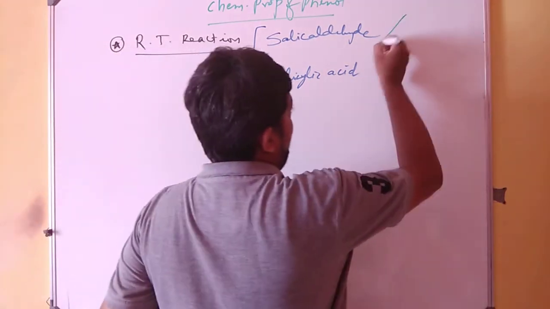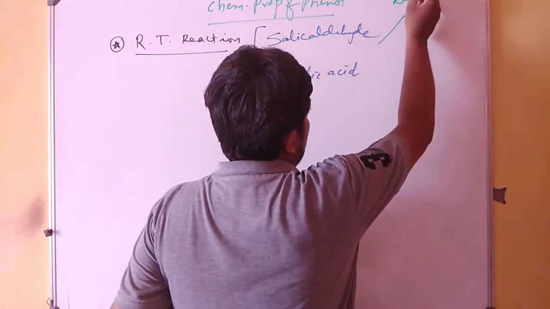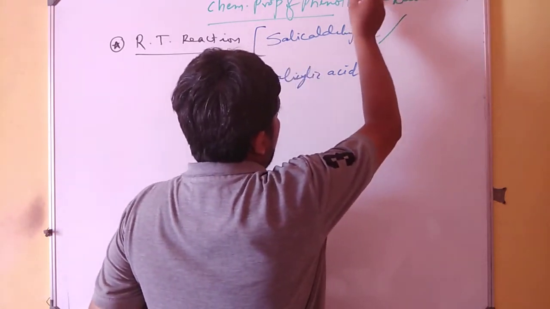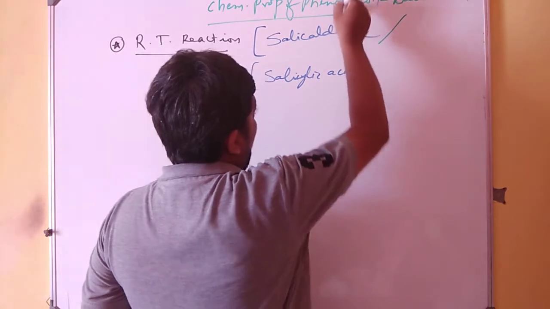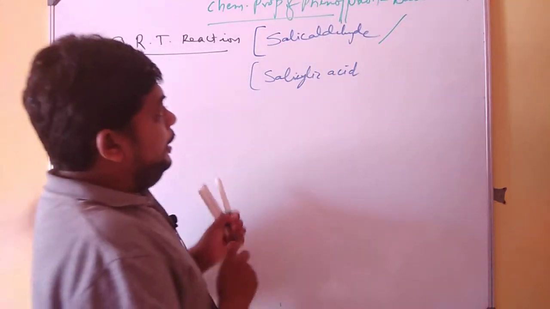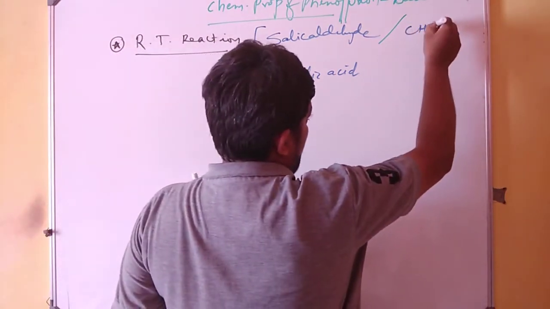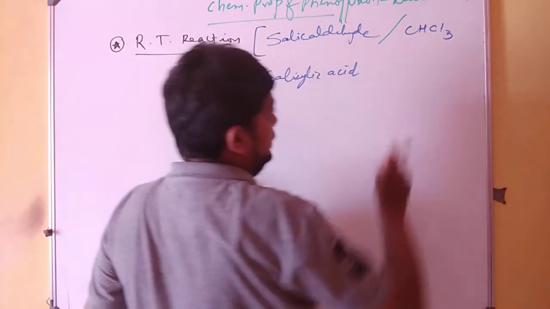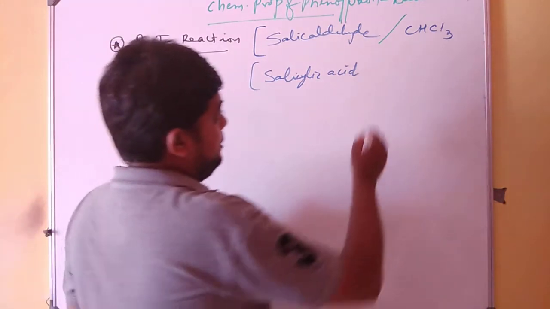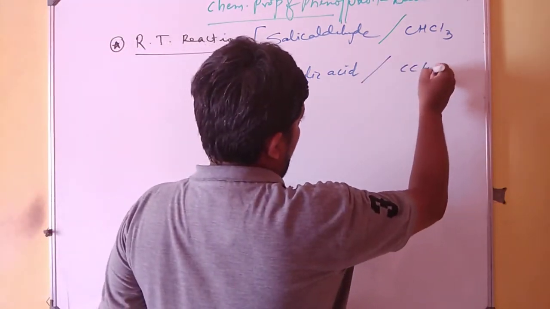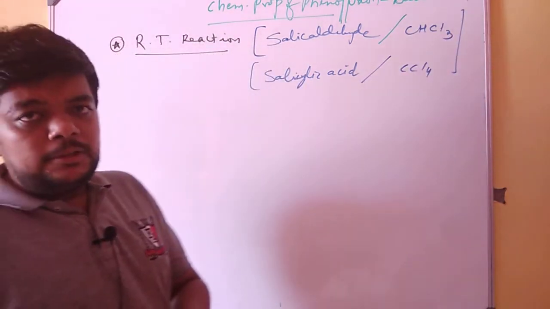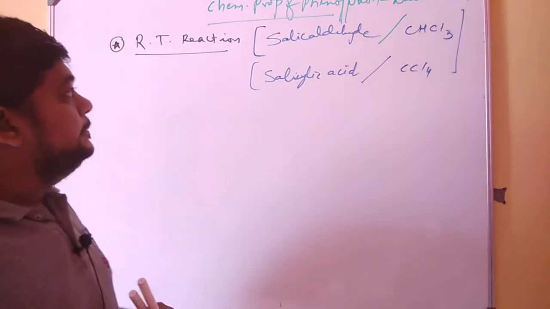If during the reaction, along with a base that can be KOH or sometimes NaOH, if chloroform is used as one of the reagents, then always we end up with the product salicylaldehyde. But if carbon tetrachloride is used, we always end up with the product salicylic acid.